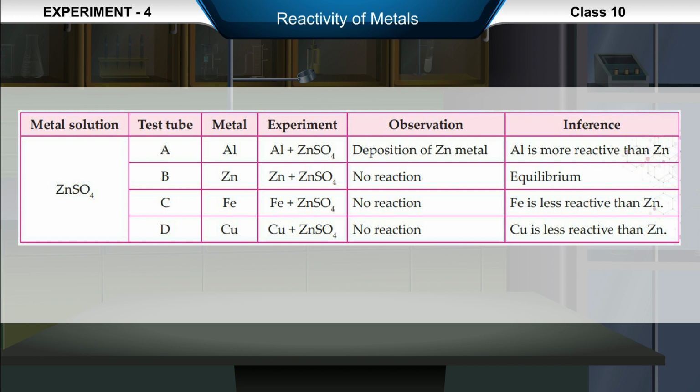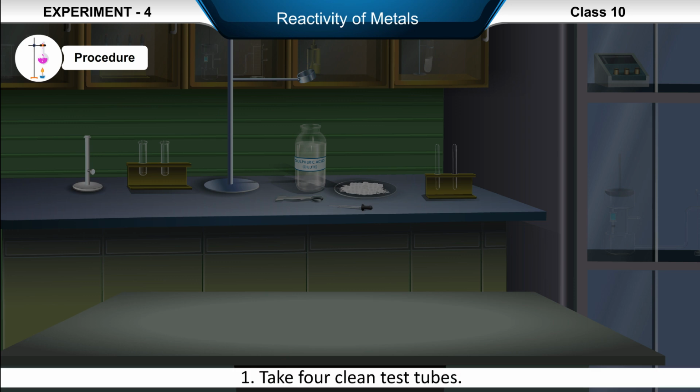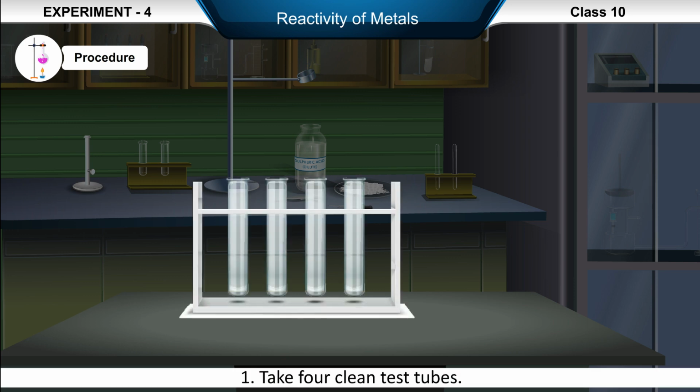Test tube D, metal copper. Experiment: Cu plus ZnSO4. Observation: no reaction. Inference: copper is less reactive than zinc. Conclusion: aluminium metal is more reactive than zinc. Reaction with CuSO4 solution. 1. Take 4 clean test tubes. 2. Using a marker, label them as A, B, C and D. 3.